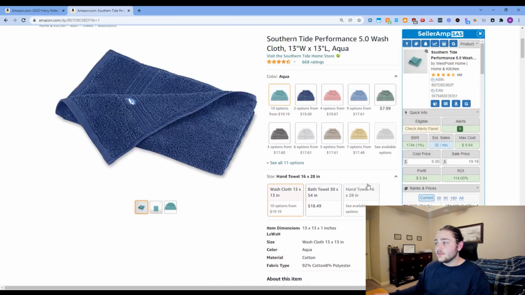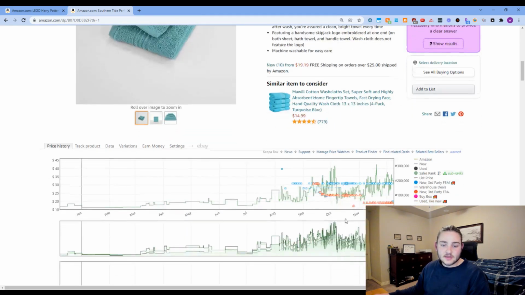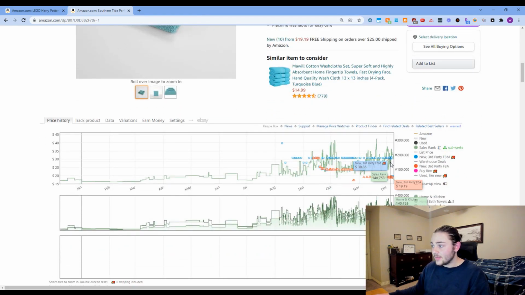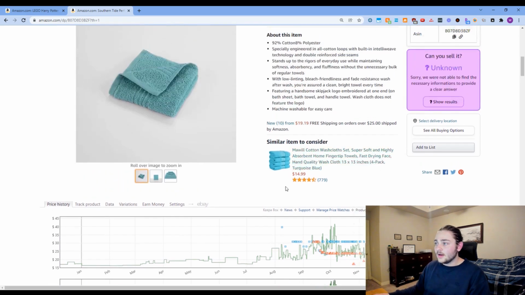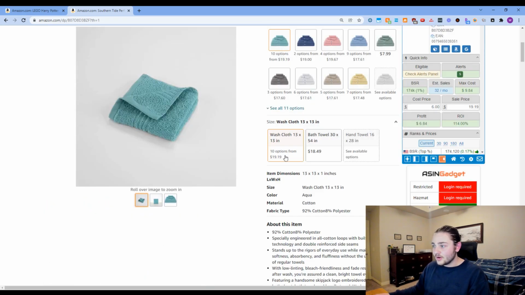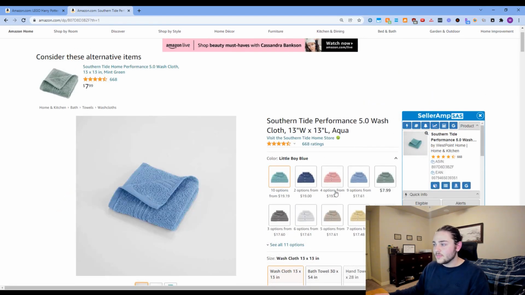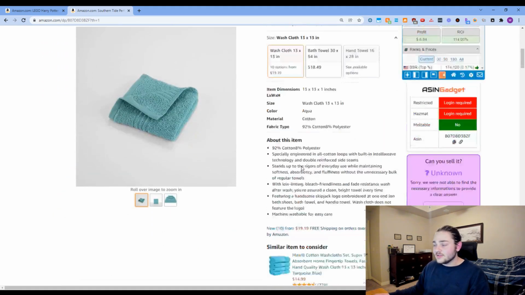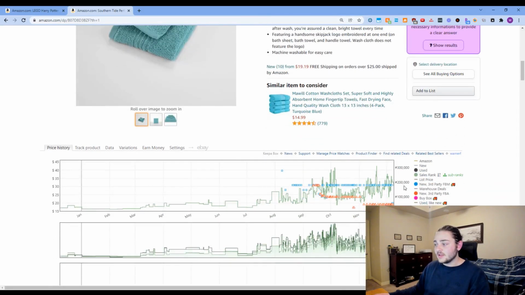So in this case, there's quite a few variations on this listing. You might look at this listing and say, hey, this has a sales rank of about 150,000 or so on average. If you draw a straight line through this graph, it's probably about 150,000. That means it's not selling insanely fast, probably somewhere between 30 to 90 units a month. So if you look at this one specific product, a 13 by 13 washcloth, you might say, hey, this specific product is selling about 30, maybe 60 times a month.